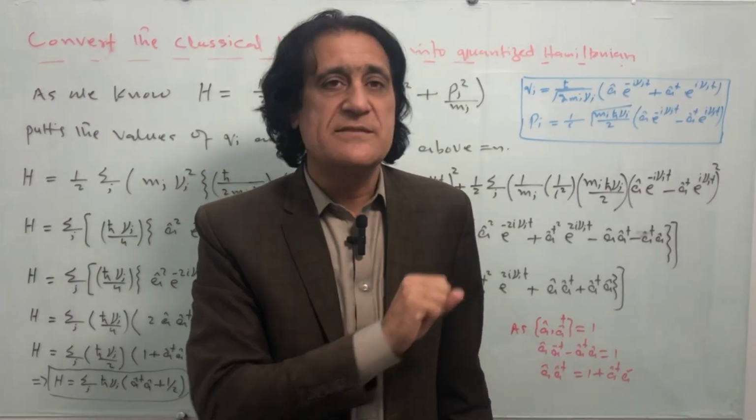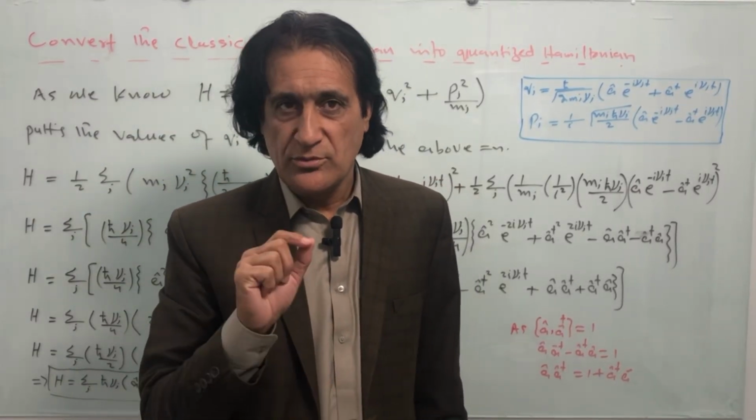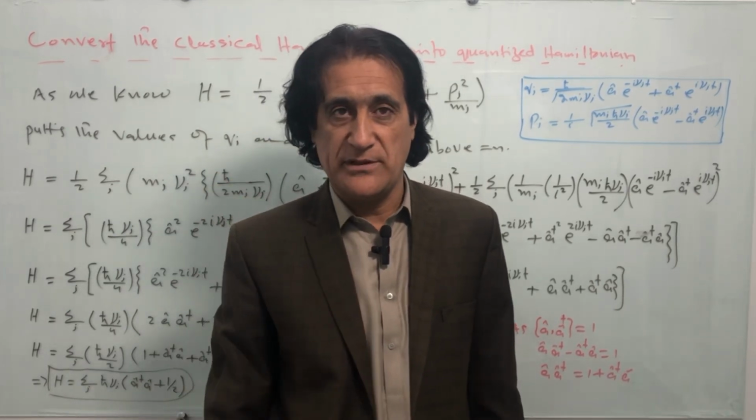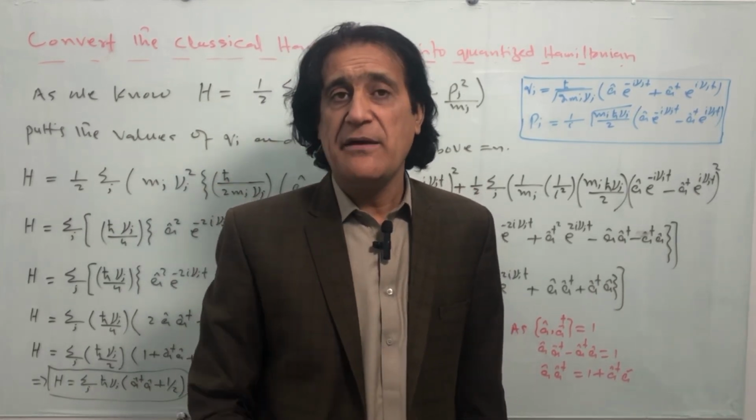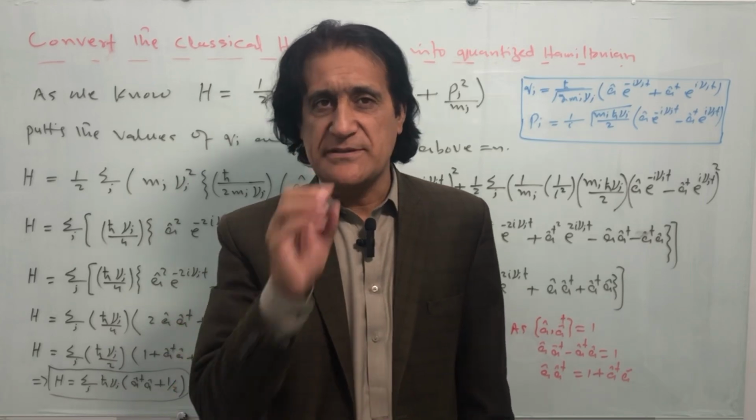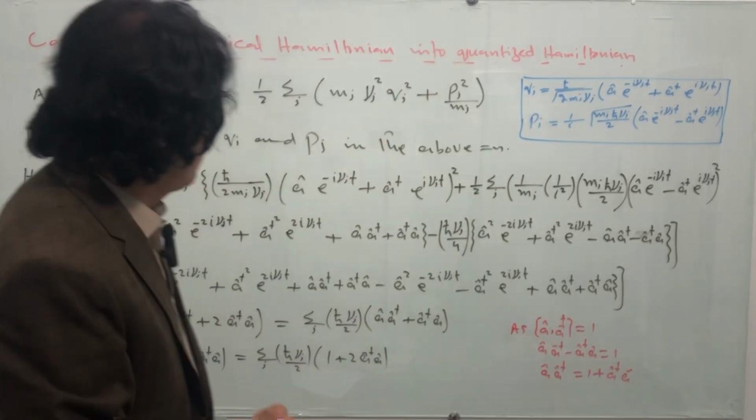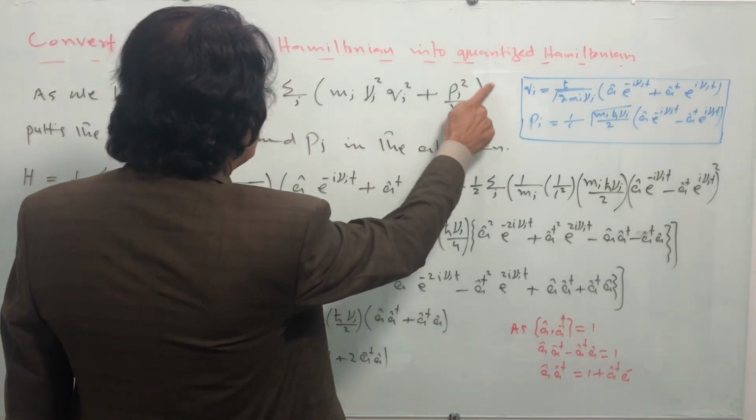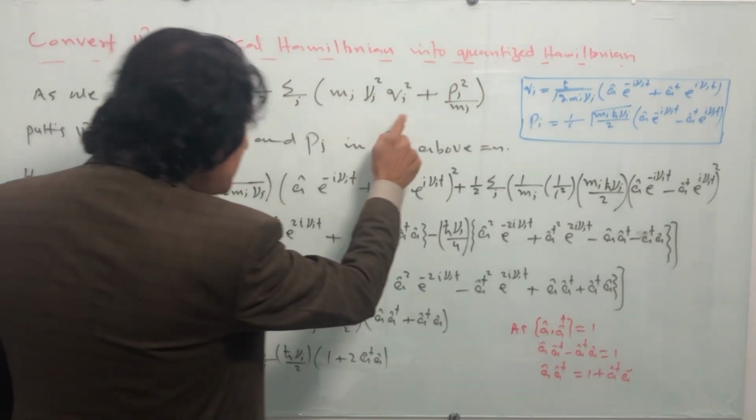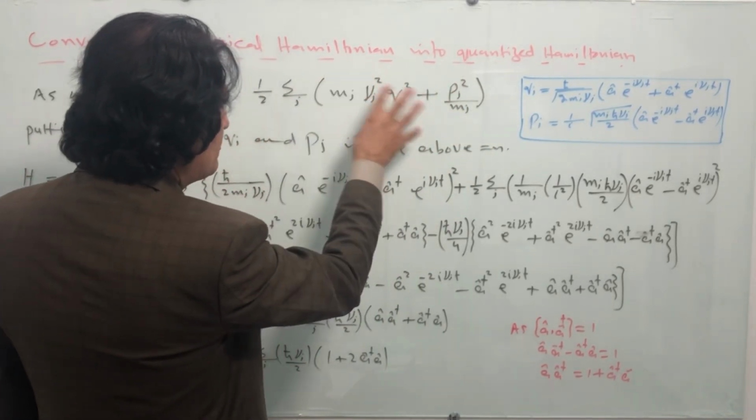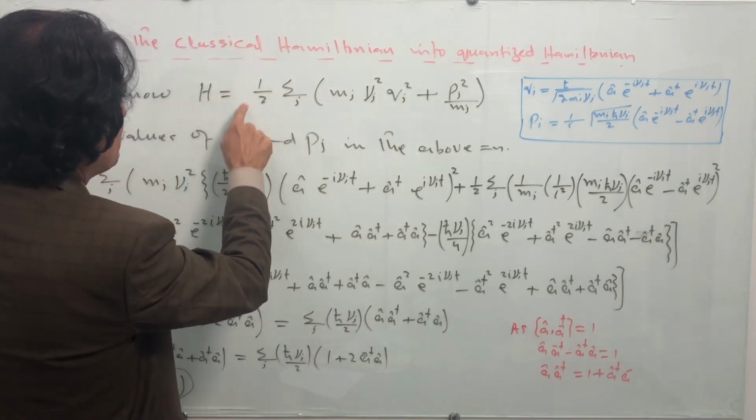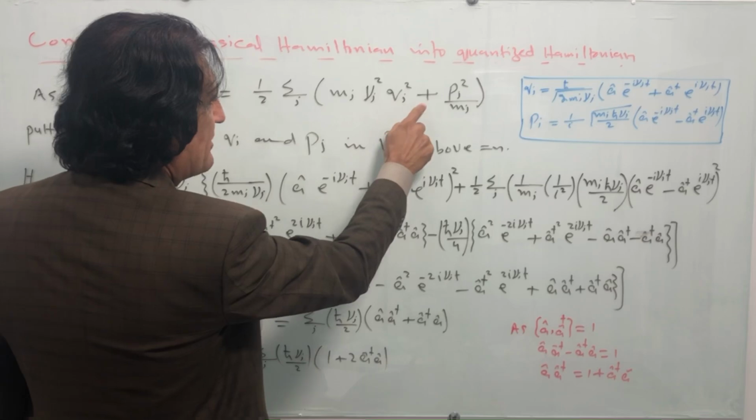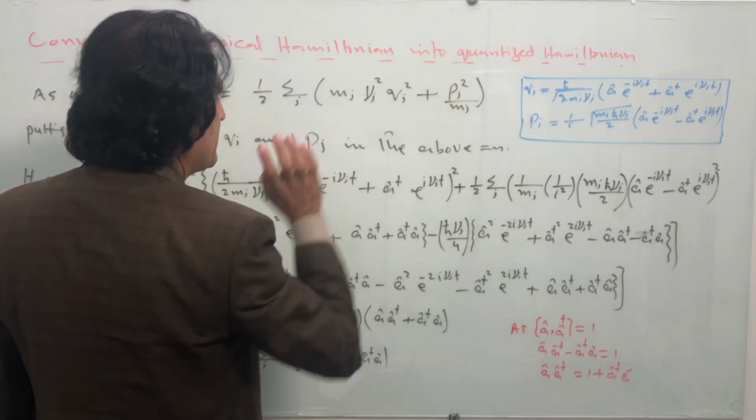Conversion of the classical Hamiltonian into the quantum Hamiltonian, the quantized Hamiltonian. We have already derived the classical Hamiltonian in the previous lectures. The classical Hamiltonian for the radiation is H = 1/2 summation over j of (m_j ν_j² q_j² + p_j²/m_j).